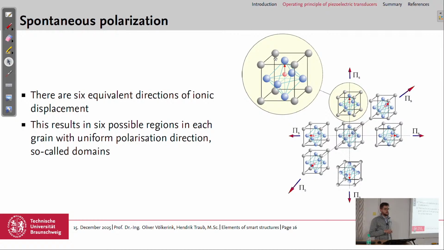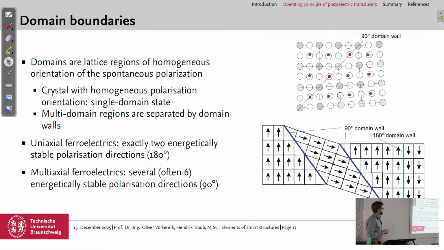This characterizes the domains. Domains are lattice regions of homogeneous orientation of the spontaneous polarization. We could also have crystals with homogeneous polarization orientation, the single domain state. And otherwise, we have multi-domain regions which are separated by domain walls.